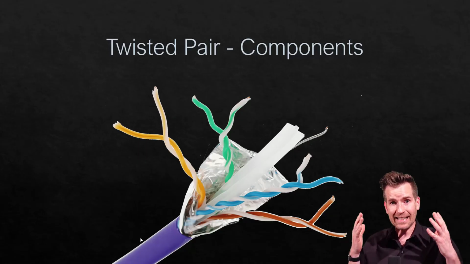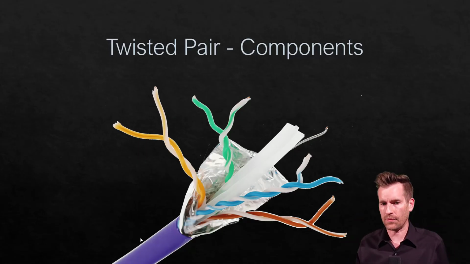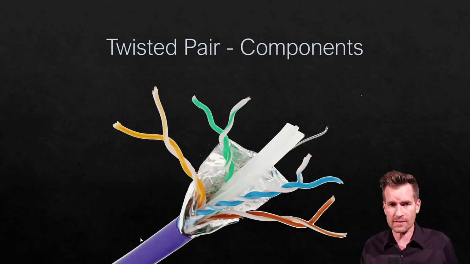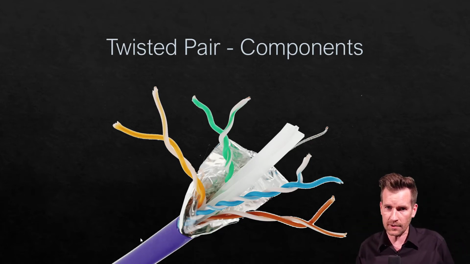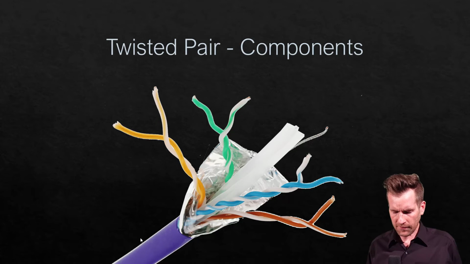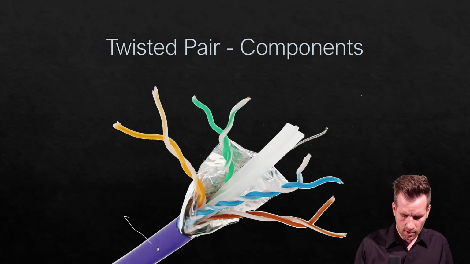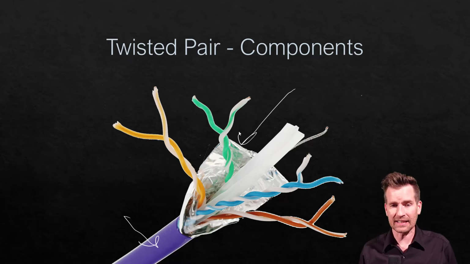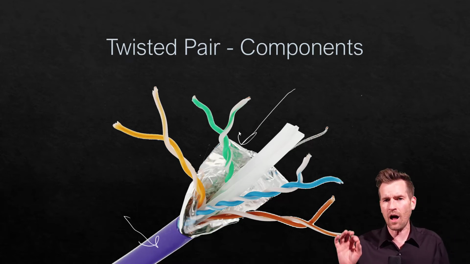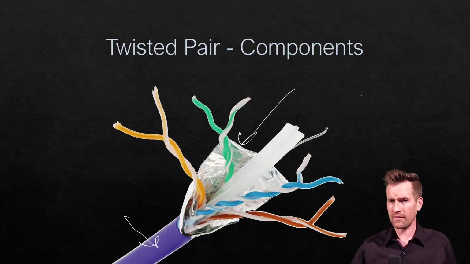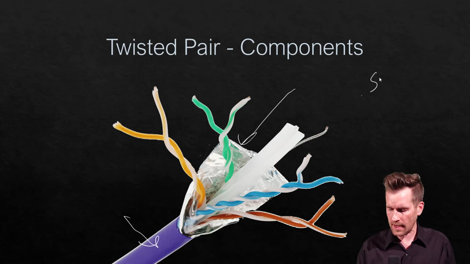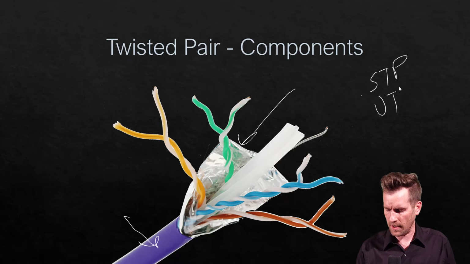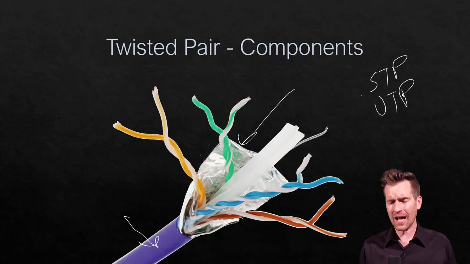So you're going to see a lot of twisted pair that's out there. So let's talk about some of the components of twisted pair and get really familiar with it. So first of all, it does have a jacket just like coaxial does. We see that it has a shielding that goes around it, but not all twisted pair has shielding. You have essentially two different categories. You've got shielded twisted pair, or STP, and you've got unshielded twisted pair, or UTP. The more common of the two is actually UTP.